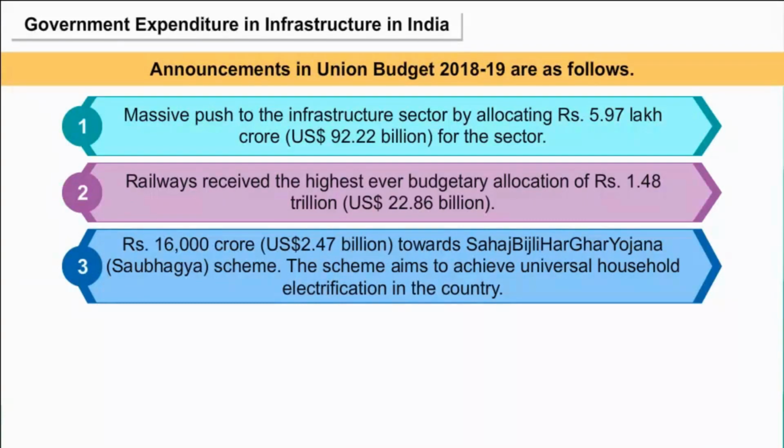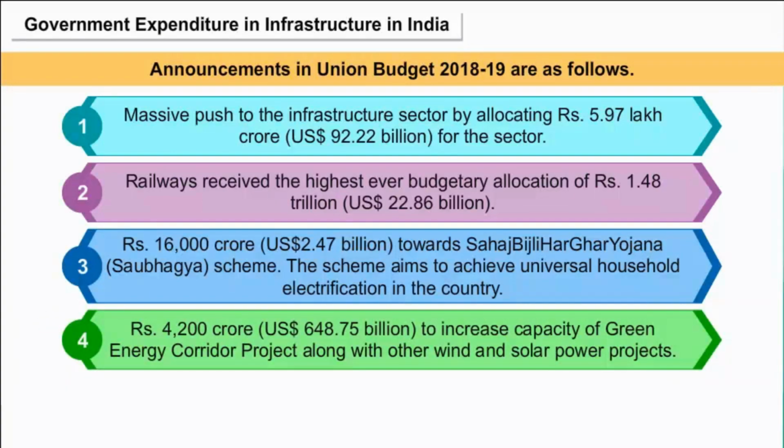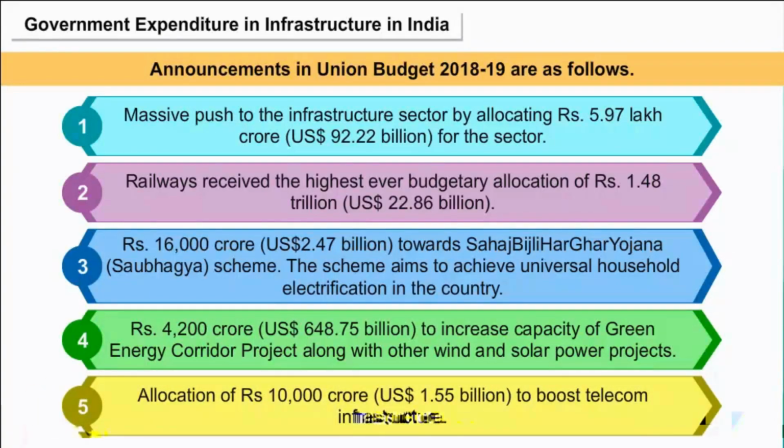Rupees 16,000 crores, US dollars 2.47 billion towards Sahaj Bijli Har Ghar Yojana, Saubhagya scheme. The scheme aims to achieve universal household electrification in the country. Rupees 4,200 crores, US dollars 648.75 million to increase capacity of the Green Energy Corridor project along with other wind and solar power projects. Allocation of rupees 10,000 crores, US dollars 1.55 billion to boost telecom infrastructure.